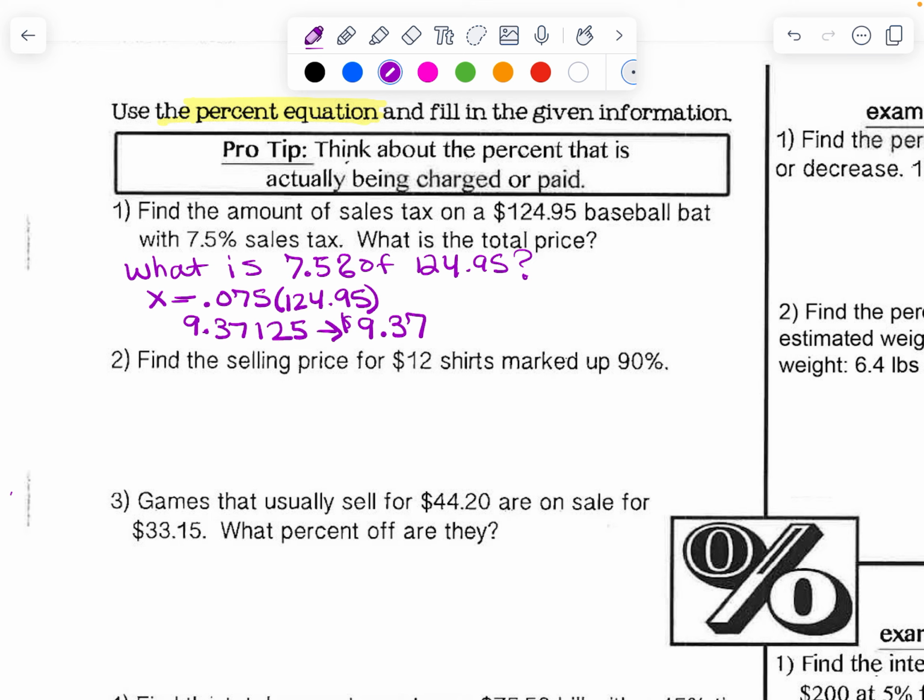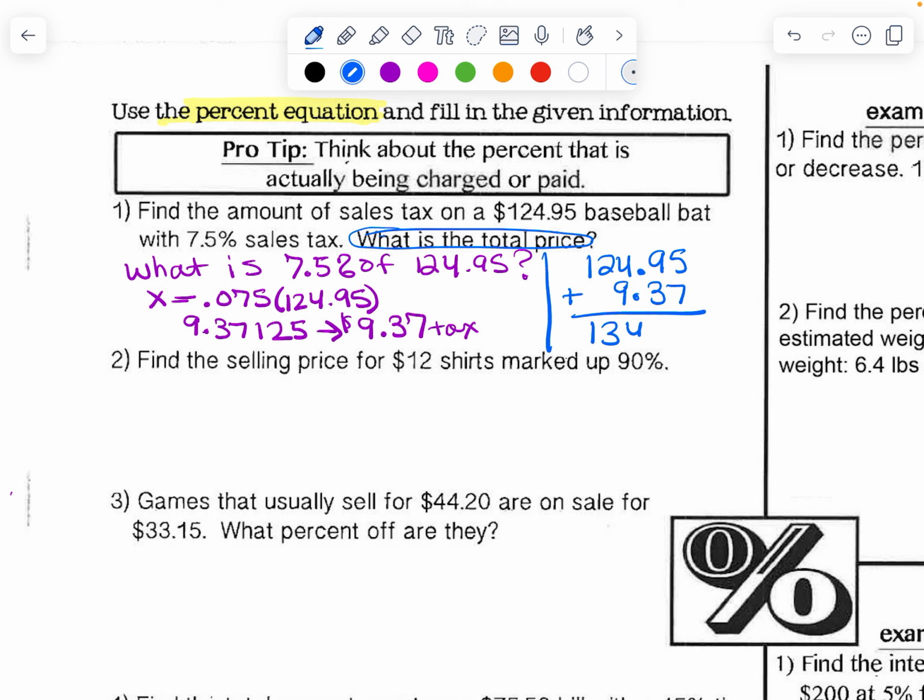But the second part of the question says, what's the total price? So total price is going to be the price of the bat plus $9.37. $124.95 plus $9.37 gives me $134.32 for the second part of the question.